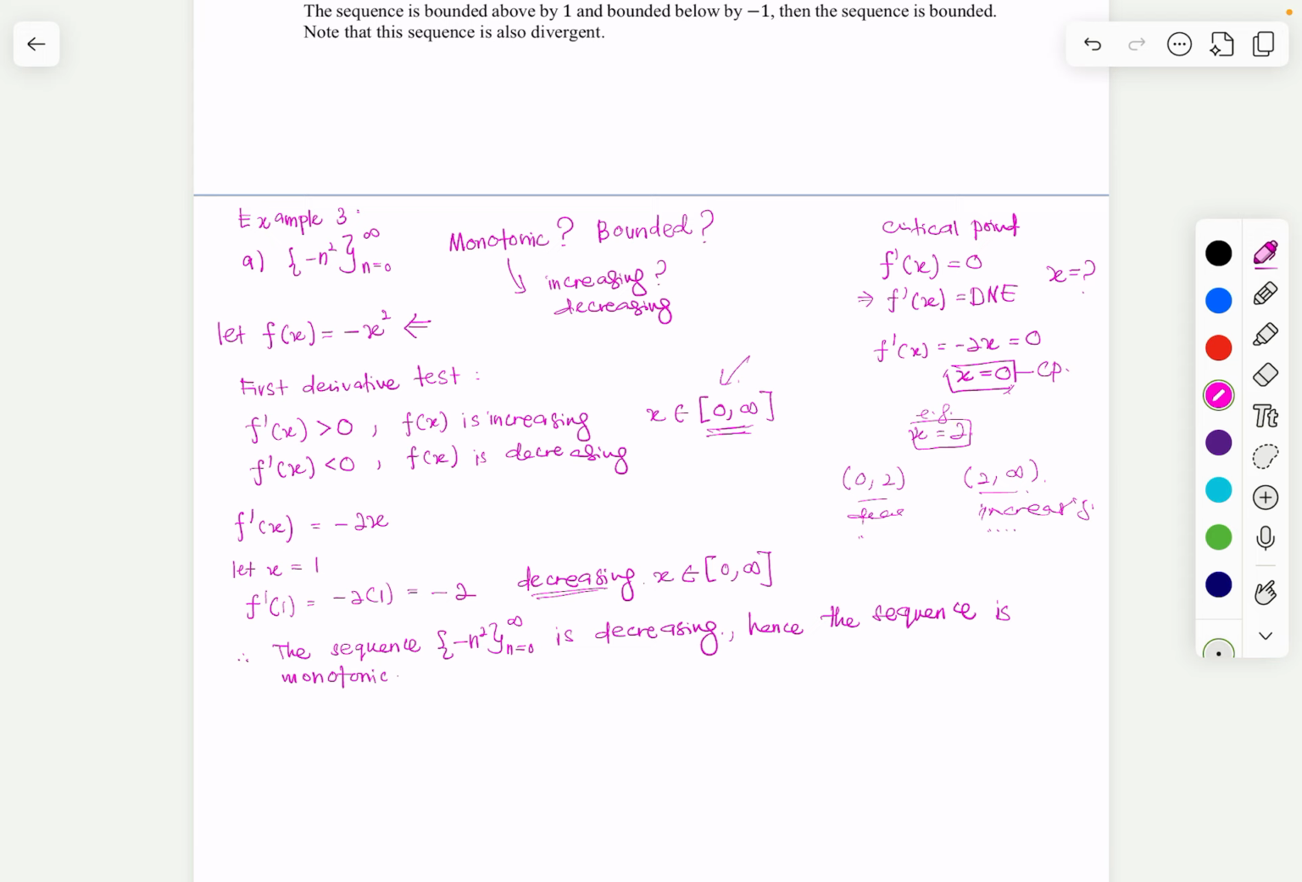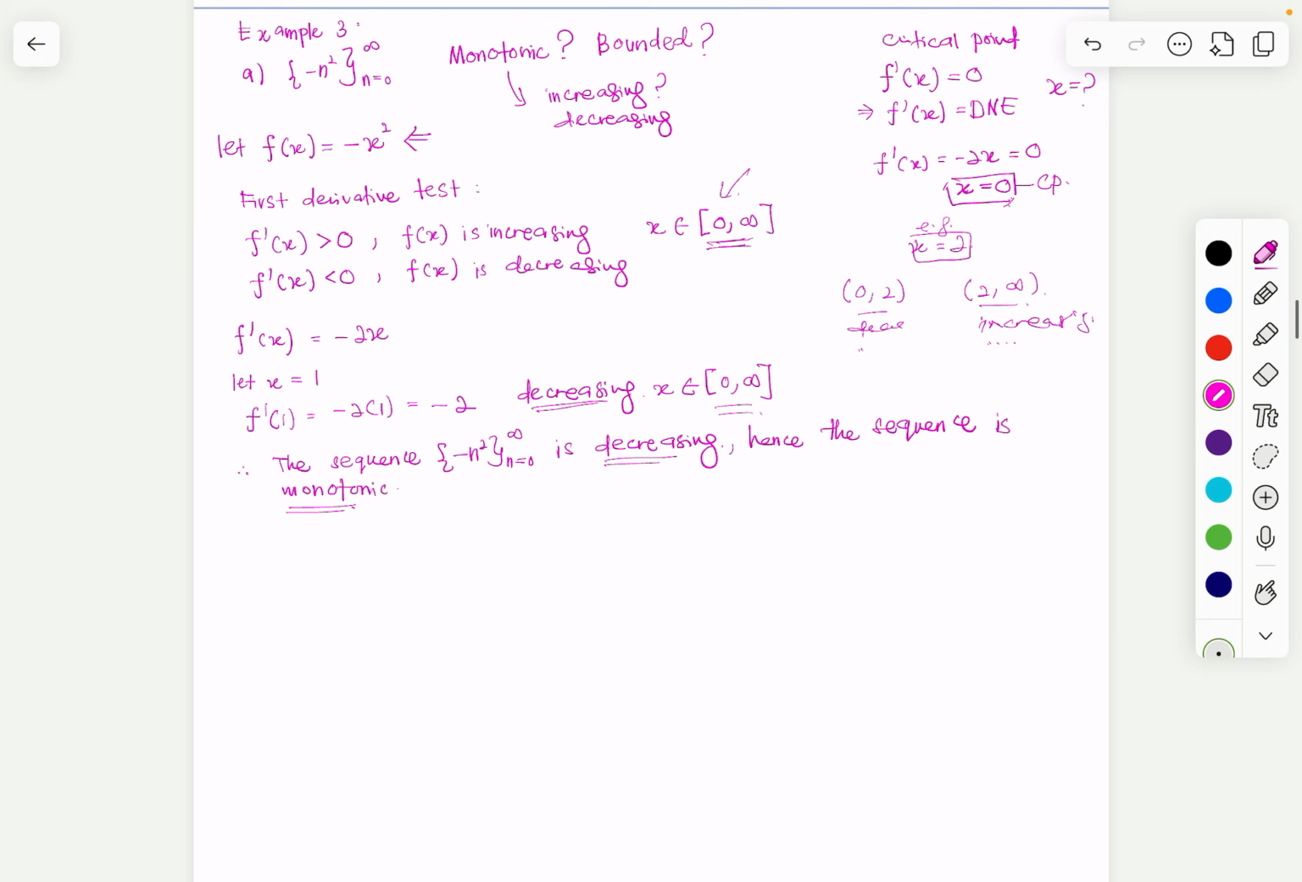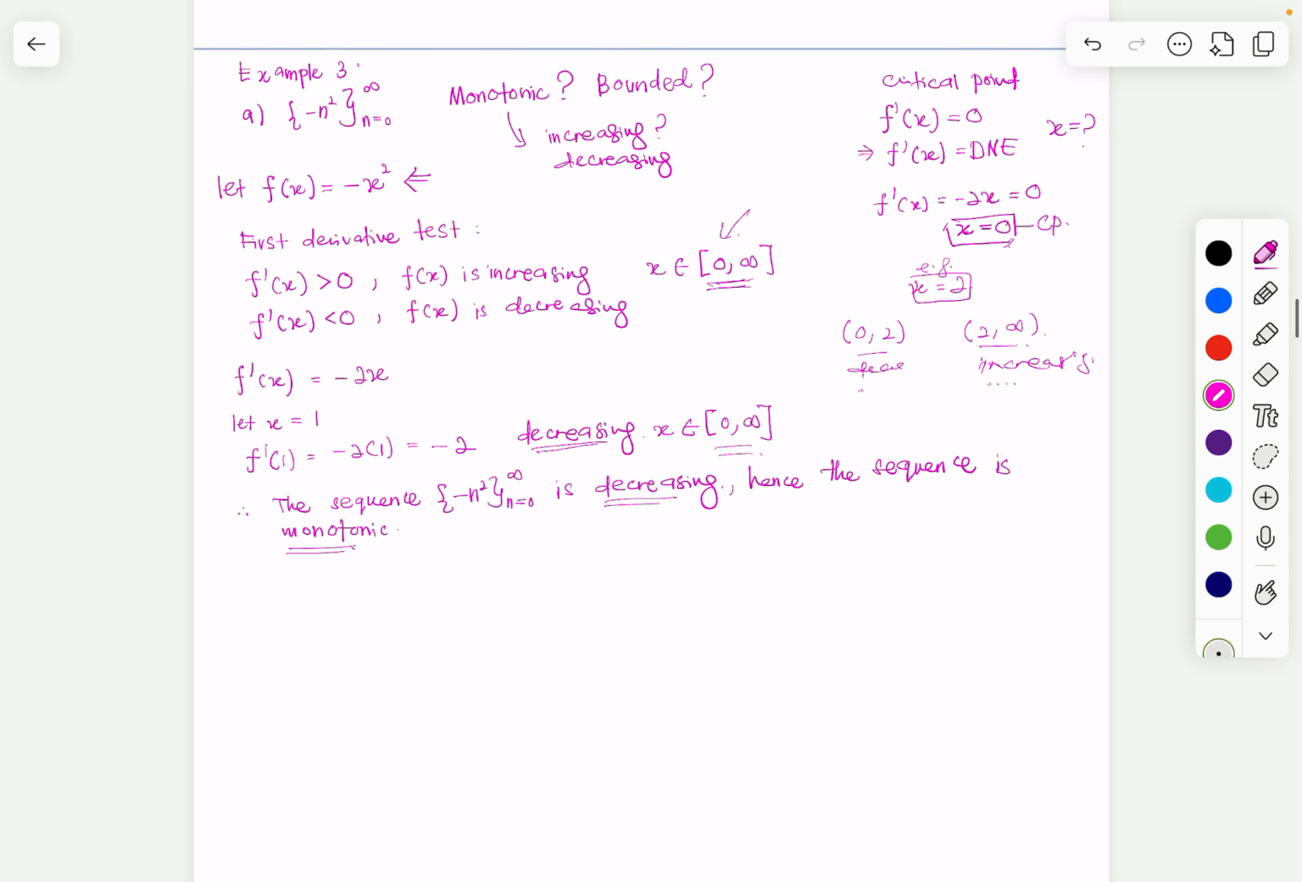But for this case, since the critical point is at 0, at the edge, it doesn't cut the interval, so there is no problem. We can say that the sequence is just decreasing within this interval. Hence it is only decreasing, hence it is monotonic. Later you will see an example that has critical points. We go to the easy parts first. So this is for monotonic: this sequence is monotonic.